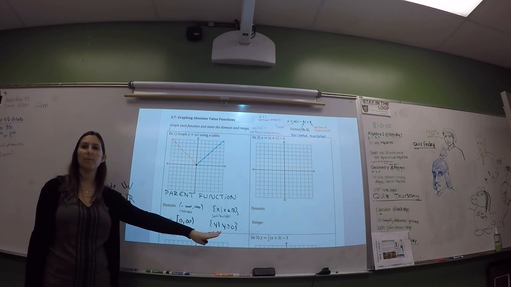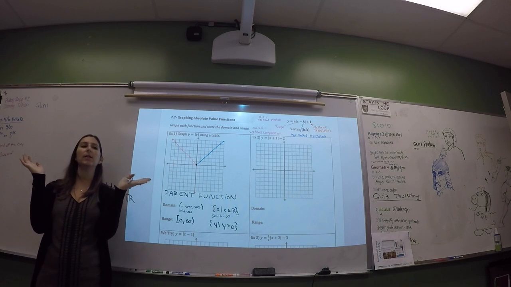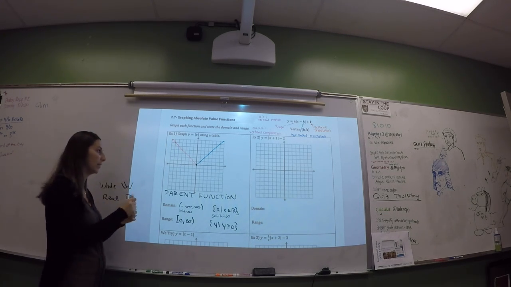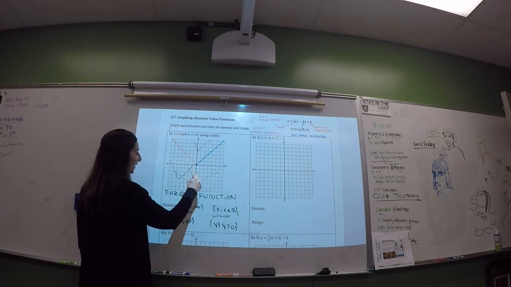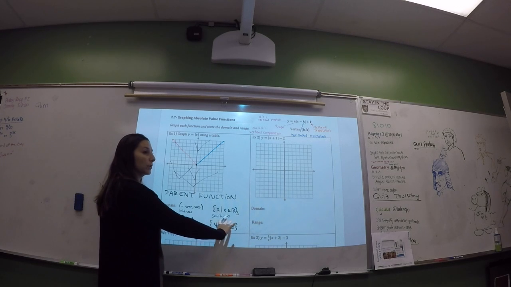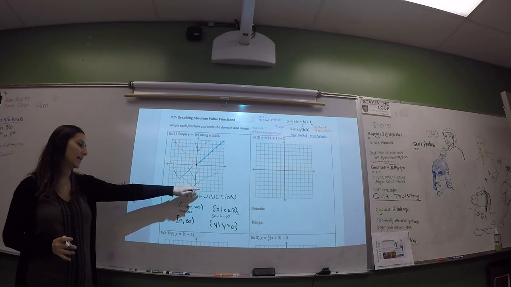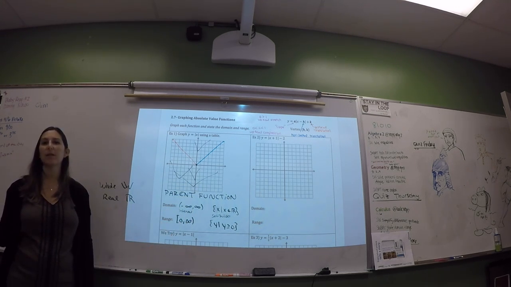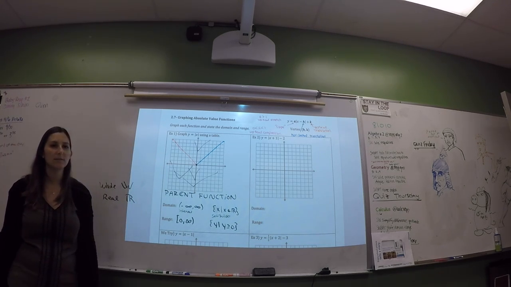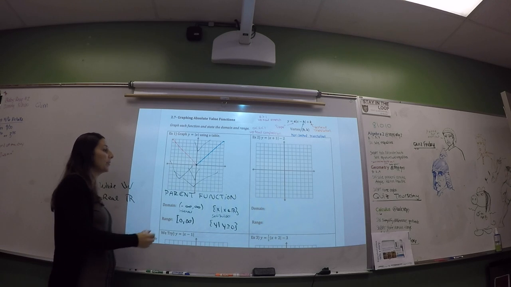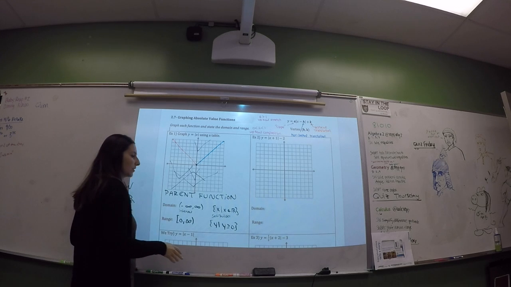This is the parent function. So all of our other functions are going to have the same general shape. They might be skinnier, they might be wider, they might move around, so they might be over here or over here. The domain and range will change as you start moving it around. If we move it all the way down here, it's not going to be 0 to infinity anymore. It might be 0 to 7 million. It can also go upside down.